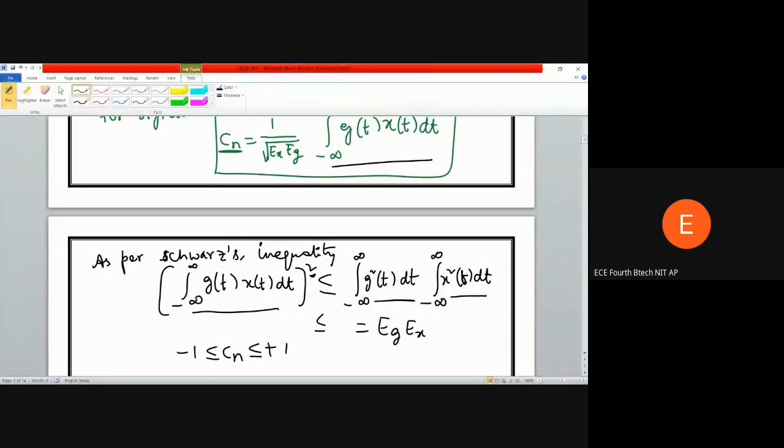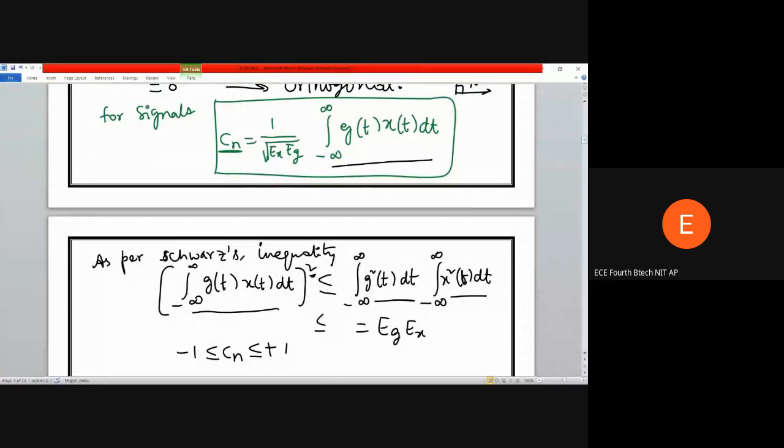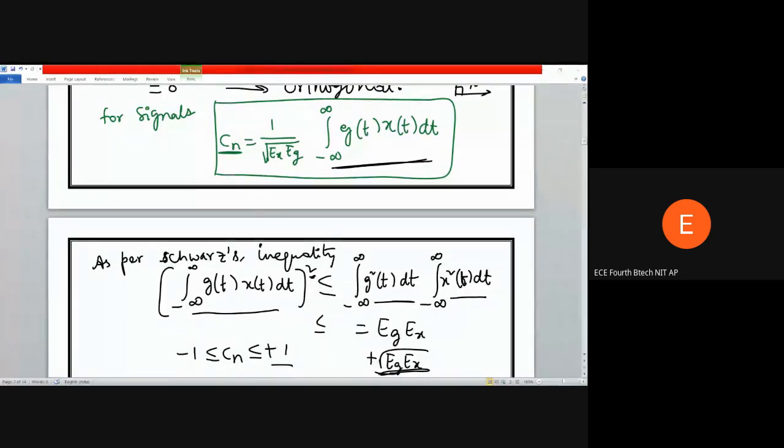You can check it for a while. If I consider the plus square root of Eg multiplied with Ex in place of this, then this is the maximum value that you are going to have. If I substitute it over here, you will have a +1 value, and minus over here, that is the minimum value that you are going to have.